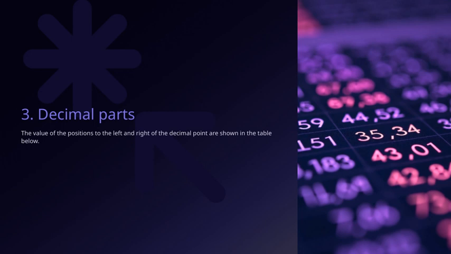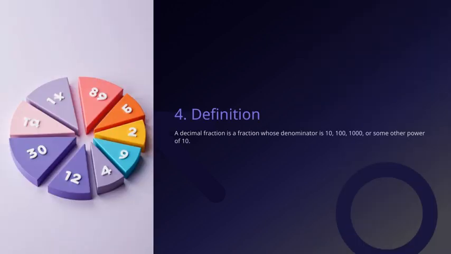A decimal fraction is a type of fraction where the denominator is a power of 10. That means it could be 10, 100, 1,000, or even larger powers like 10,000. The key idea here is that these fractions are based on the decimal system, making them very straightforward to work with, especially in everyday calculations.